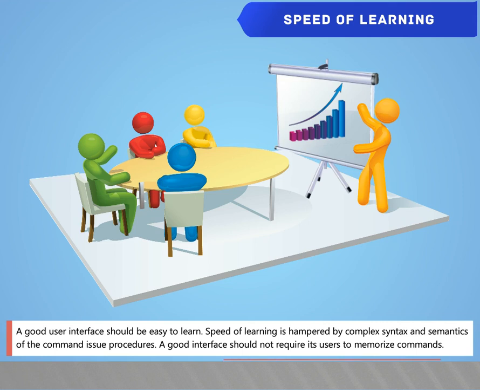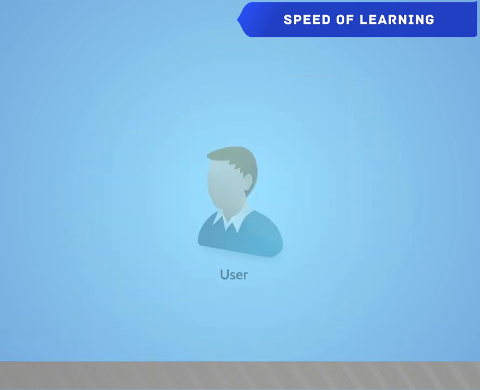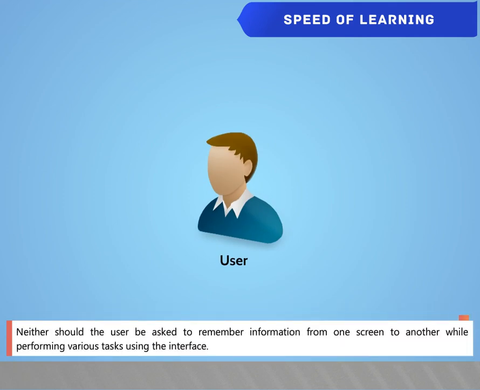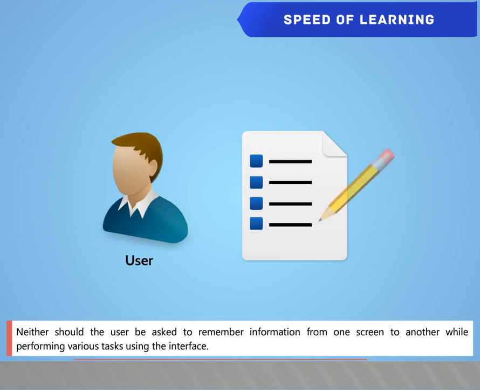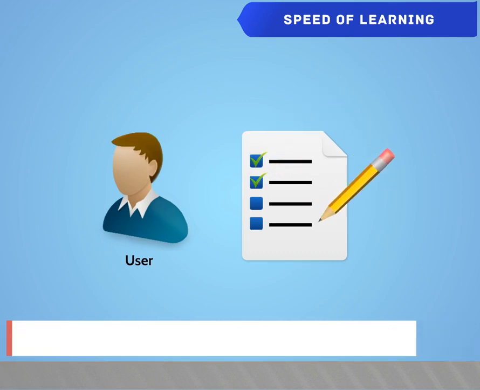Speed of learning. A good user interface should be easy to learn. Speed of learning is hampered by complex syntax and semantics of the command issue procedures. A good interface should not require its users to memorize commands. Neither should the user be asked to remember information from one screen to another while performing various tasks using the interface.